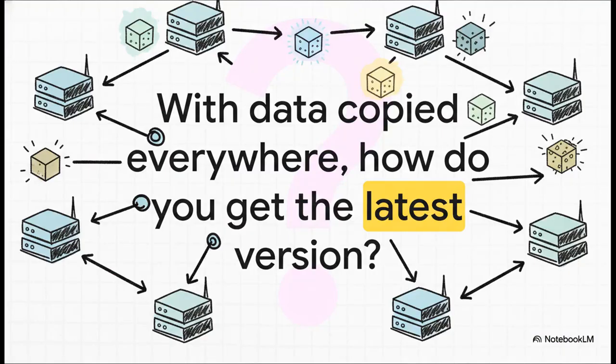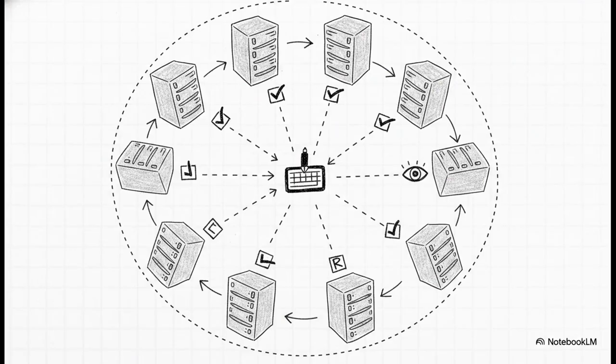And this brings up a huge question, right? If you have multiple copies of your data living on different servers, how can you be absolutely sure you're getting the most recent version when you ask for it? I mean, what if one of those copies is a little out of date? Well, the answer is a strategy called quorum consensus.